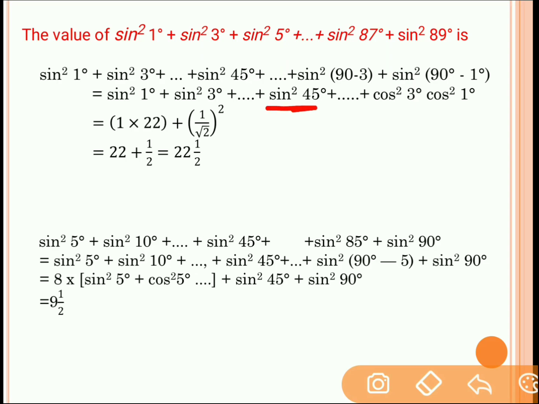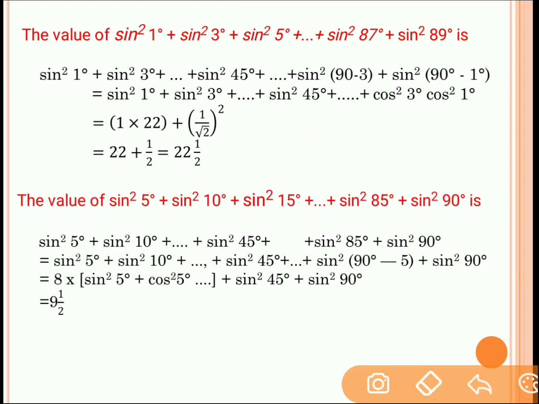So if there are 44 terms and two terms like sin square 1 and cos square 1 make one term that is equal to 1, so there are total 22 pairs of sin square theta and cos square theta. So if sin square theta plus cos square theta is equal to 1 and there are 22 such pairs, 22 into 1 will be the value of those terms, and the remaining term is sin square 45, and that can be written as 1 by root 2 whole square. So 22 into 1 plus 1 by 2, that will be equal to 22.5. Let's move to the next problem.